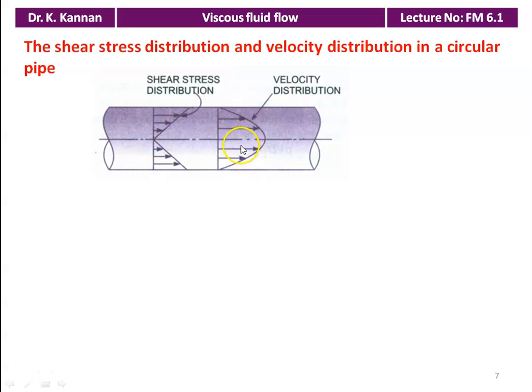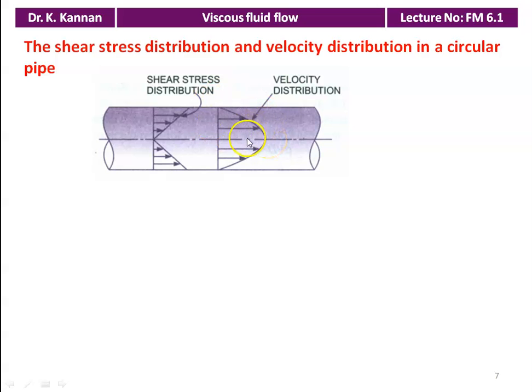So look at the velocity distribution. This shows how the velocity is increasing across the cross section of the pipeline. And similarly, the shear stress distribution shows how the shear stress is varying from the center to the outer surface of the pipe. For velocity distribution, velocity at the surface of the pipe equal to 0. So, the fluid adjacent to the metal surface is sticking onto the surface. It is not moving. So, when you move towards the center, the velocity is gradually increasing, and at the center, the velocity is maximum.